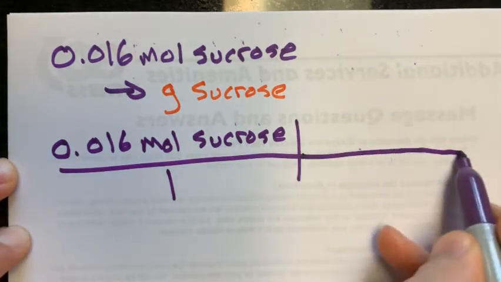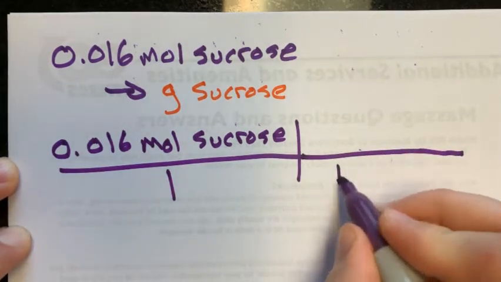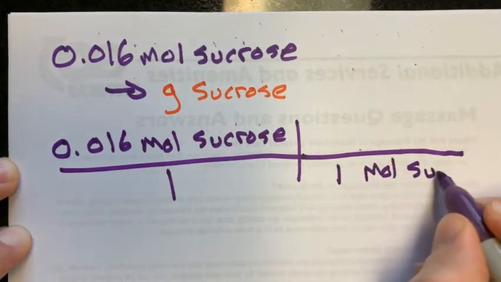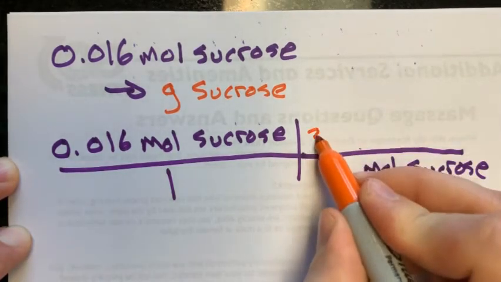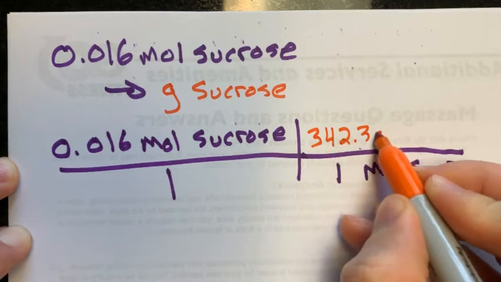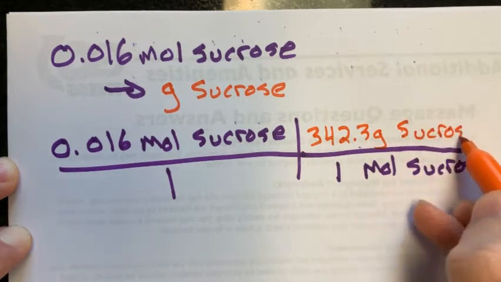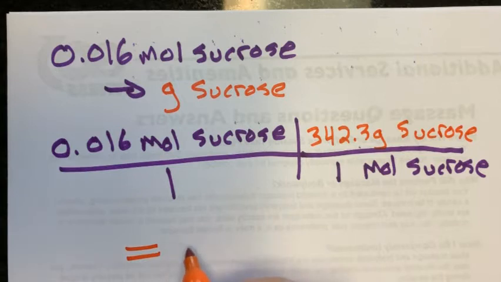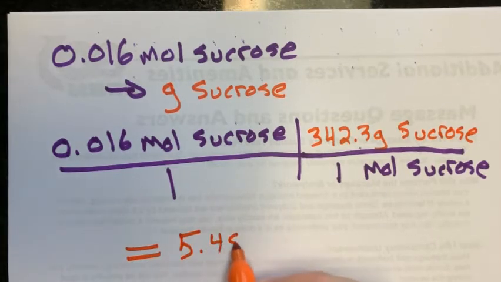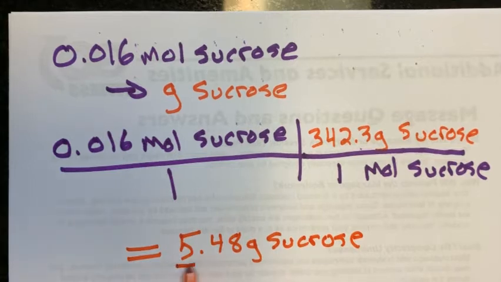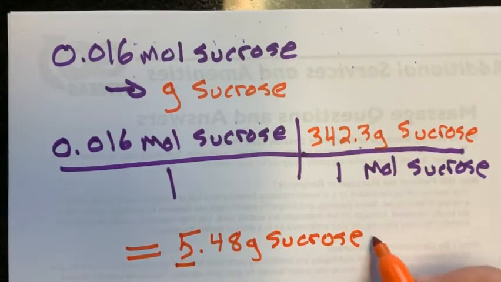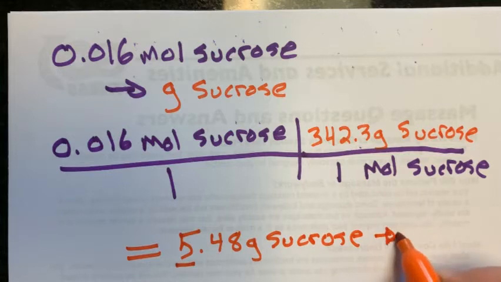And what we need here is the molar mass of this. So we've got 1 mole of sucrose. And we know that that's going to be equal to 342.3 grams of sucrose. So when you calculate this out, you get 5.48 grams sucrose, which for our scale, I can only measure it to the ones place. So we're going to say that is 5 grams.